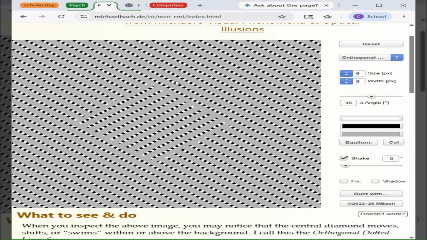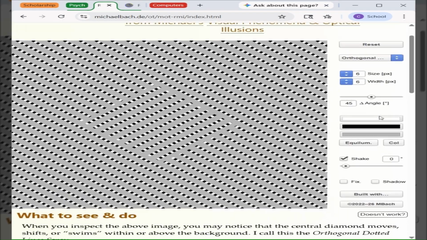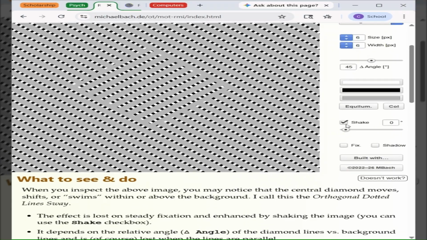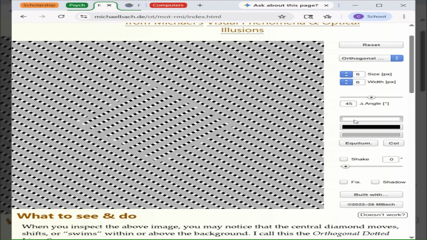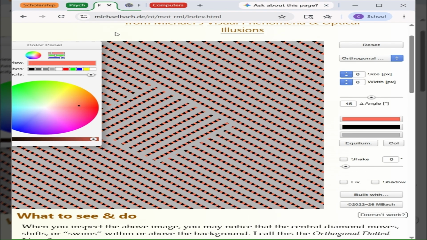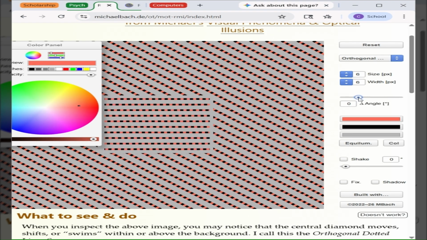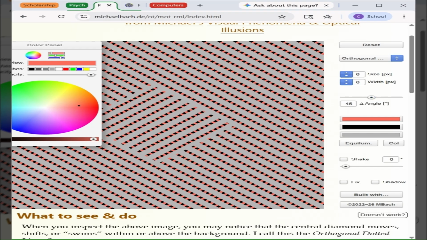We have it shaking right here, and there are a bunch of tabs on this side screen and a bunch of information about this illusion. You can change the color and all that stuff, which is pretty cool. You can change the color if we want, and the degree of the center square right there. But let's just talk about what this illusion is.